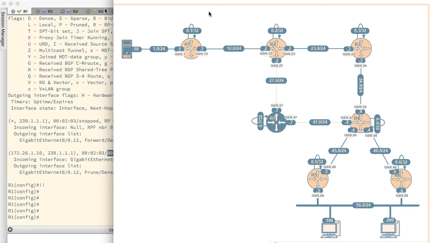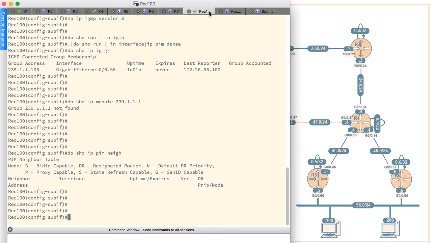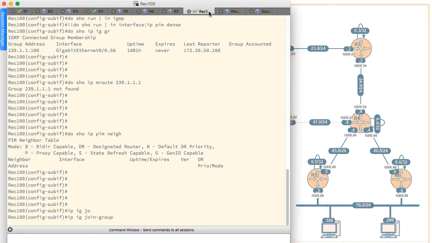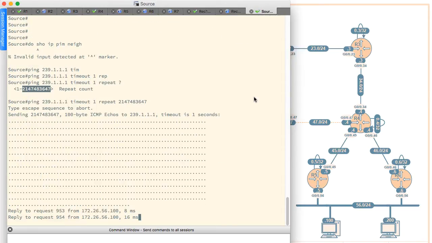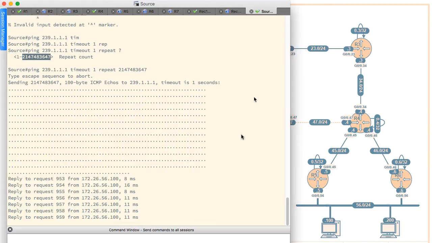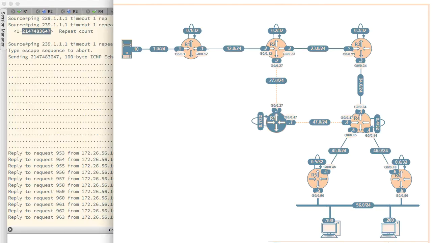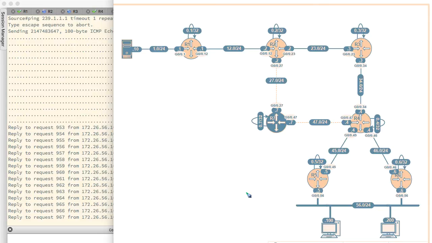So let's go ahead on one of the receivers, rec 100, and I'm going to join that group. On this interface, I'm going to say ip igmp join-group 239.1.1.1. Once I join that group, the source should actually start receiving unicast replies from me. Now, the reason for this is because everybody had the steady state, and we'll see what should have happened on the packet capture in a second here.